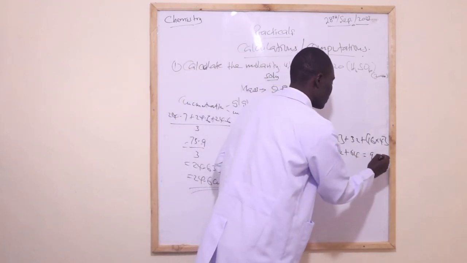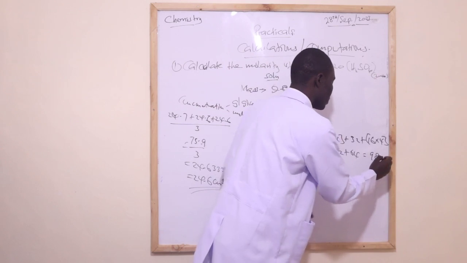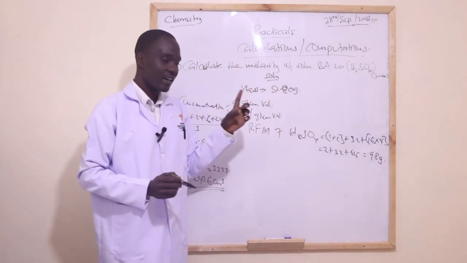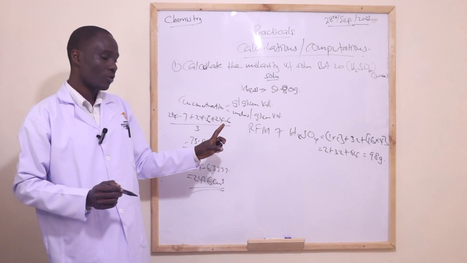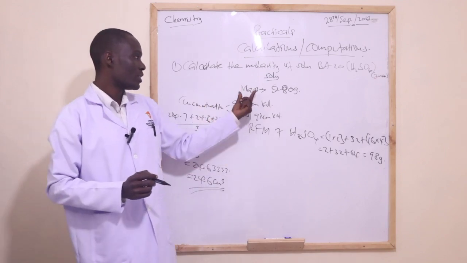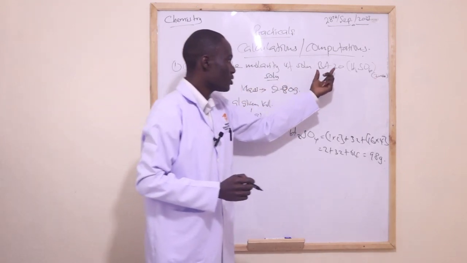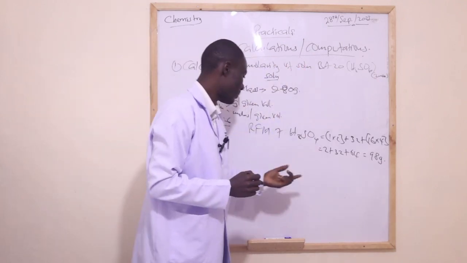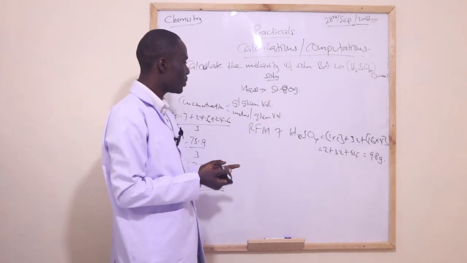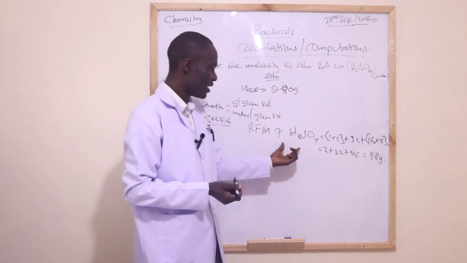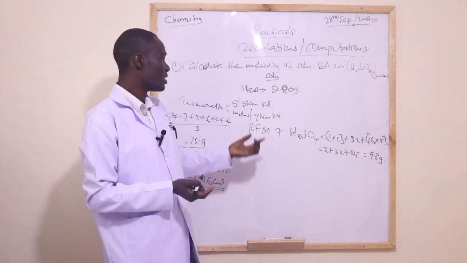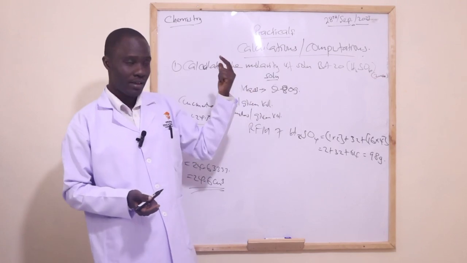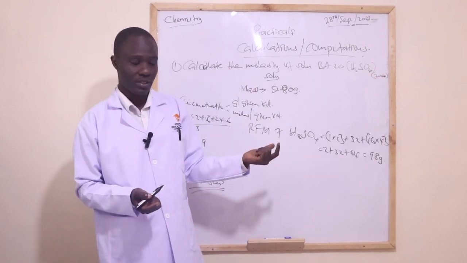So you get 98. So 98 is the RFM, or the formula mass, of this compound. So in this case, when given the mass and the RFM, how do we get molarity? You simply divide mass by the RFM. That's how simple it is.